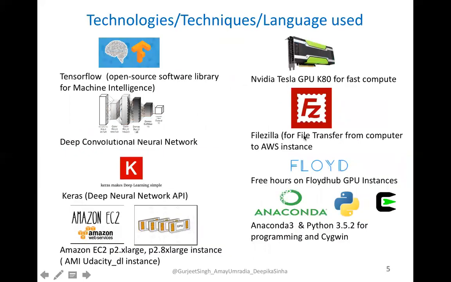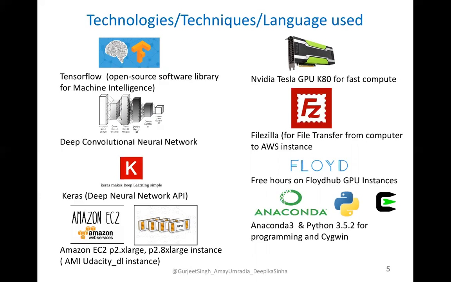So here is the list of technologies, big data tools and other platforms that we used. The first is TensorFlow, which is Google's latest tool. The second is the deep convolutional neural network, along with the Keras API, which simplifies the usage of deep neural networks. Then we used the Amazon EC2 instance with 8 GPUs, and the Amazon machine image that we used was Udacity DL. Along with that, we used the NVIDIA Tesla K80 GPU, which was used for fast computation.